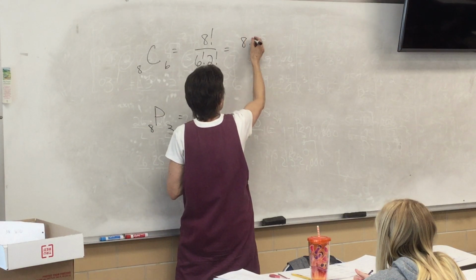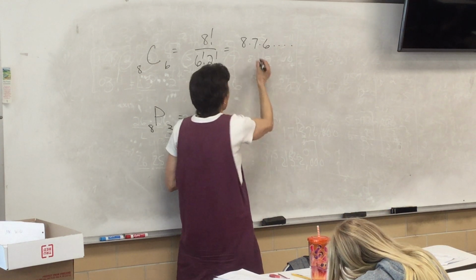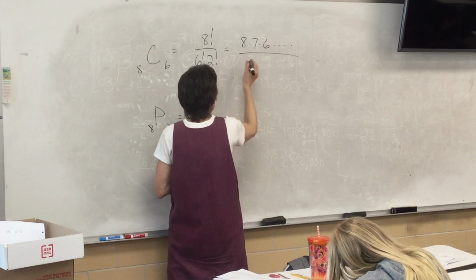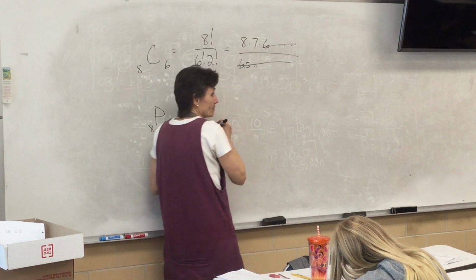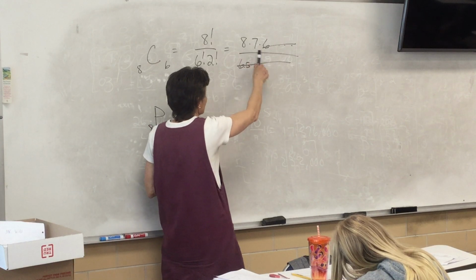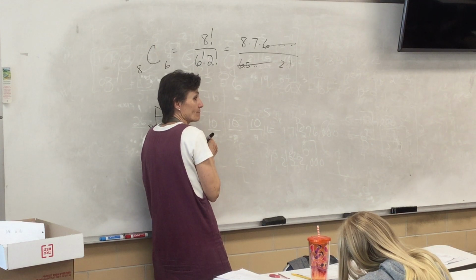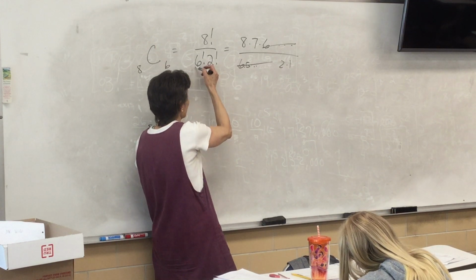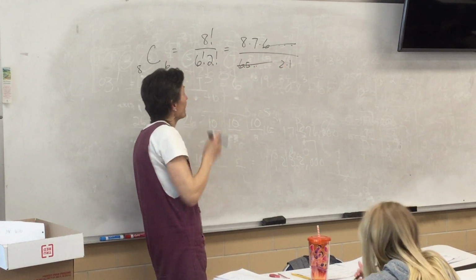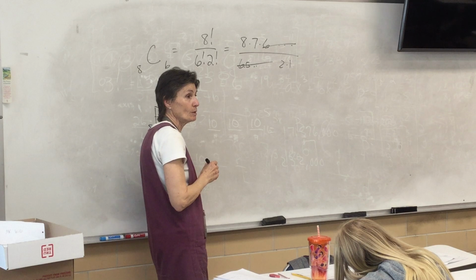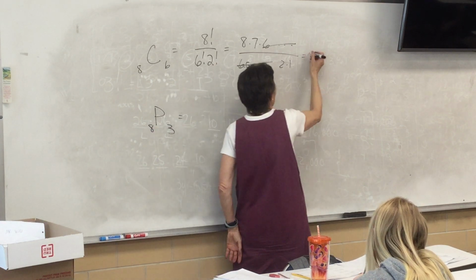Remember, 8 factorial means 8 times 7 times 6, 5, 4, 3, 2, 1. But that 6, 5, 4, 3, 2, 1 is going to cancel with this, isn't it? And so all I have left is the 8 and the 7 over the 2 and the 1. Does everybody get how that part's going to cancel out with all that part? So that's 56 over 2, which is 28. So the answer would be 28.